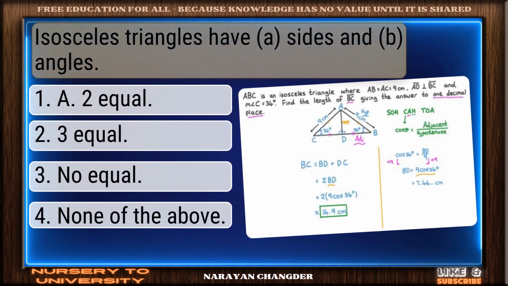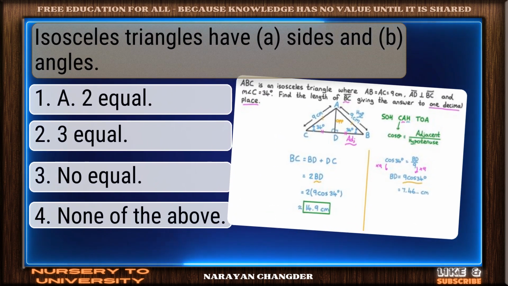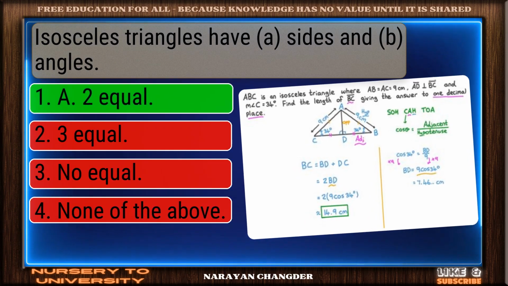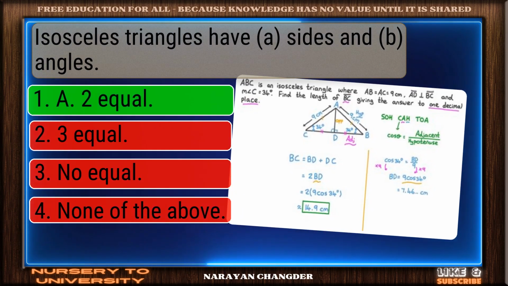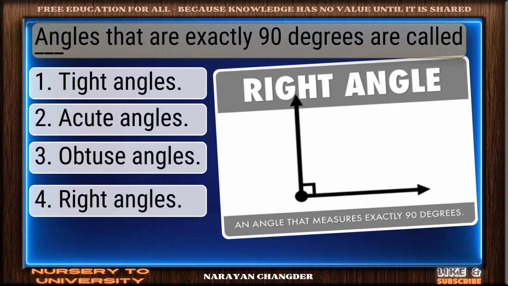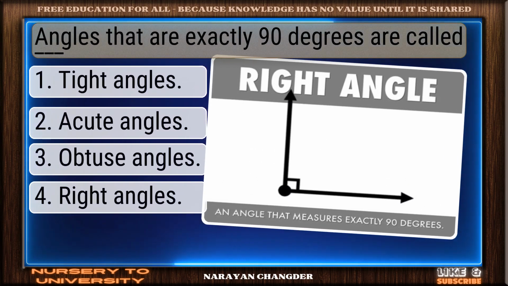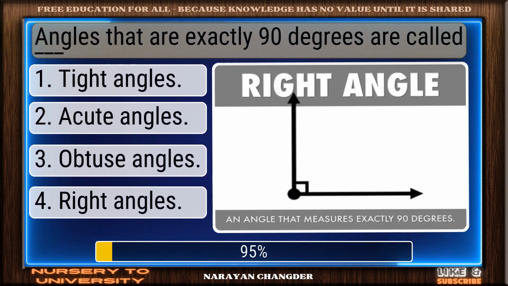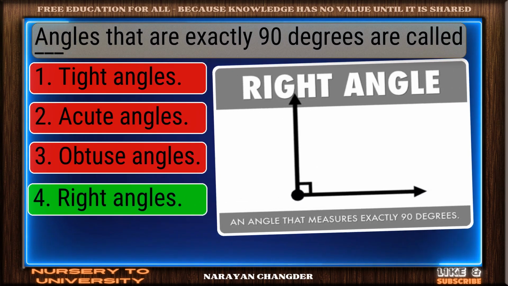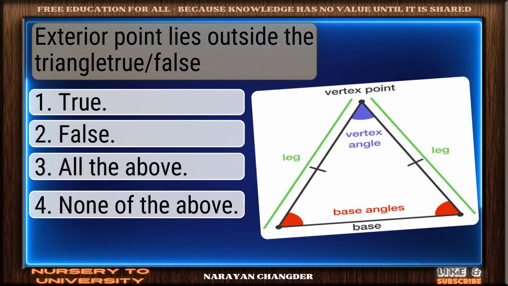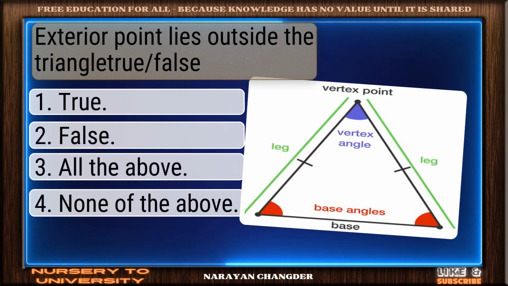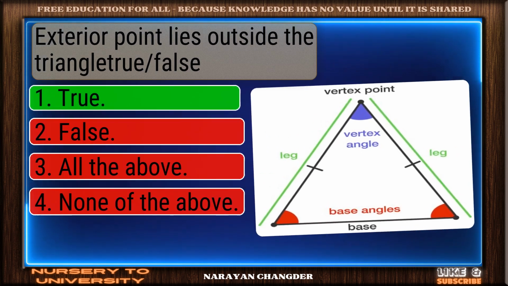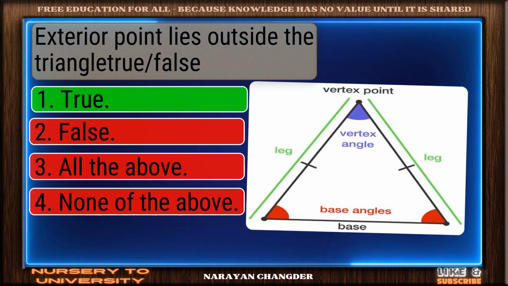Question number 121. Isosceles triangles have sides and angles. Nicely done. A 2 equal is a solid answer. Question number 122. Angles that are exactly 90 degrees are called dash. Valid point. Right angles is true. Question number 123. Exterior point lies outside the triangle. True, false. Bravo. True is the answer.